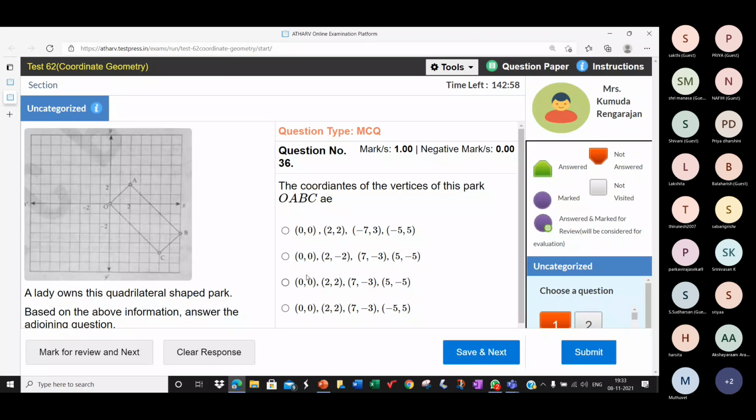So this is 0, 0, coordinates of O. 2, 2, coordinates of A. 7, -3, coordinates of B. And these are the coordinates of C, 5, -5. See here, 5 comma minus 5. This one is C. This is 5, 5 comma minus 5. Here, this is minus 5. Minus 3, minus 4, minus 5. Option C.